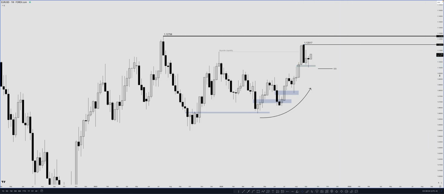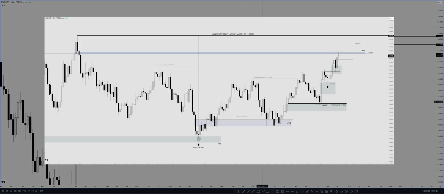All right, so we are in a clear uptrend right here. You can see that we have a very clean bullish delivery, bullish order flow here on the weekly price. It took out this buy side liquidity pool and completed this smaller buy model that we talked about.